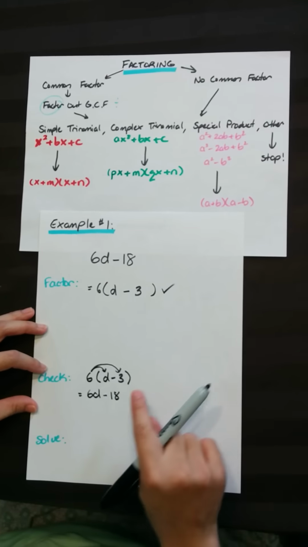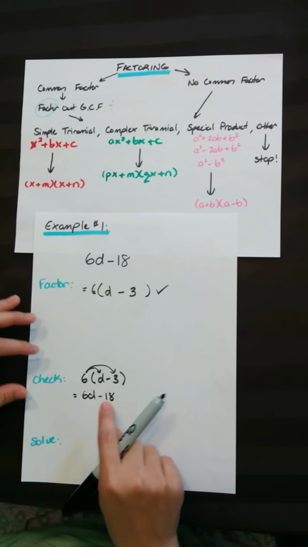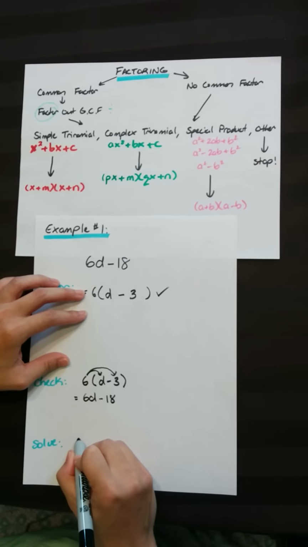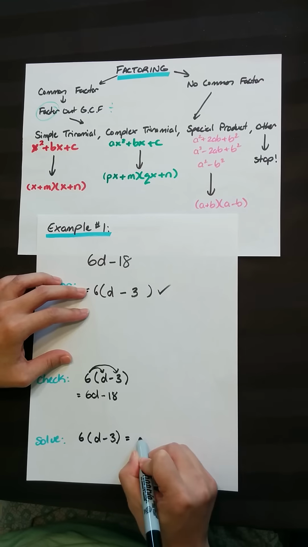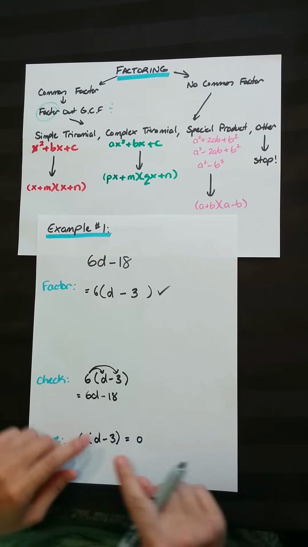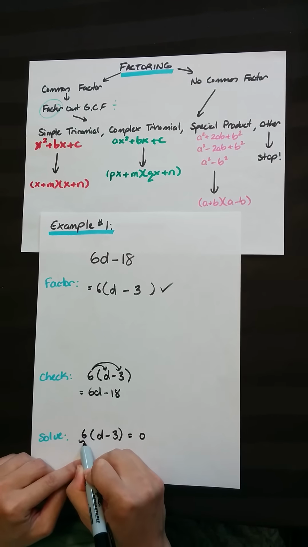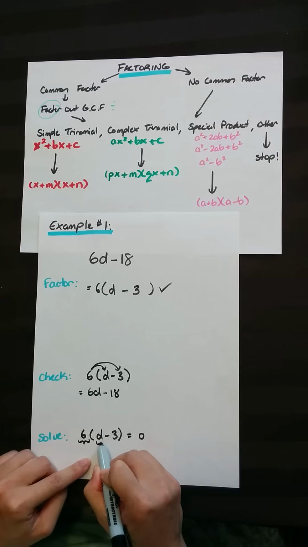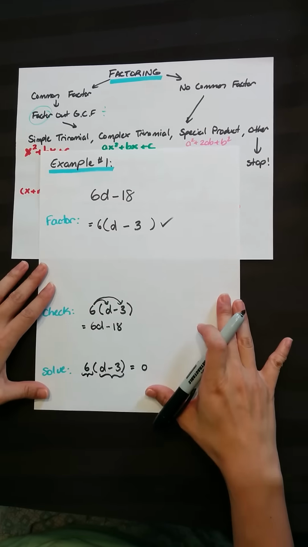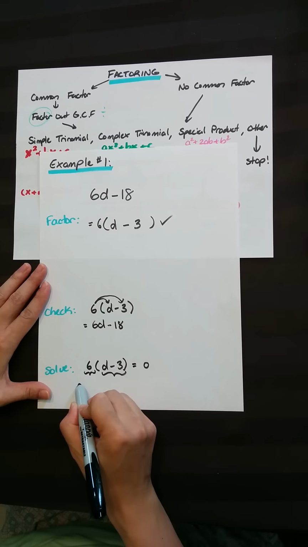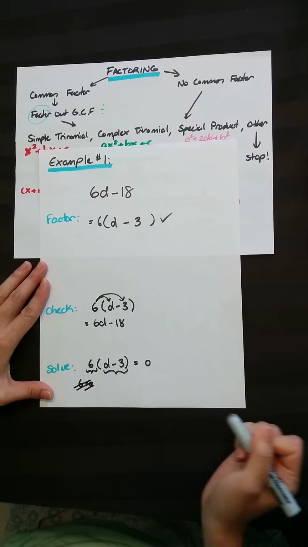Okay, now the last thing I'm going to do is I'm actually going to solve this. And the way that we solve this is I'm going to take my factored part, so 6(d minus 3), and I'm going to make it equal to 0. So in order to solve for d, I'm going to take each of these components, this component right here and this component right here, and make them equal to 0. Okay, so for this one, 6 equals 0. Well, that doesn't even really make sense. I'm going to ignore this part.